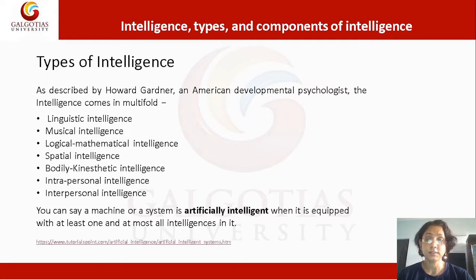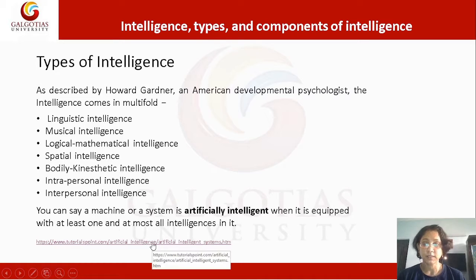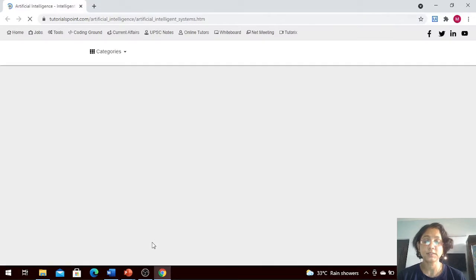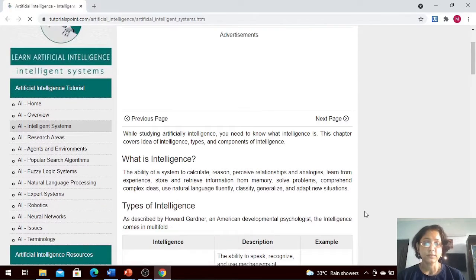These are the types of intelligence described by Howard Gardner, who is an American developmental psychologist. These are linguistic intelligence, musical intelligence, logical mathematical intelligence, spatial intelligence, bodily kinesthetic intelligence, intrapersonal intelligence, and interpersonal intelligence. So we are going to describe in detail these types of intelligence. Let us see what are the examples that come under each category.